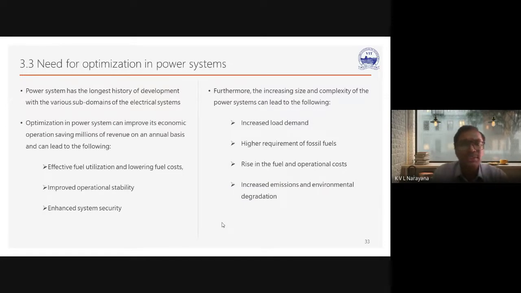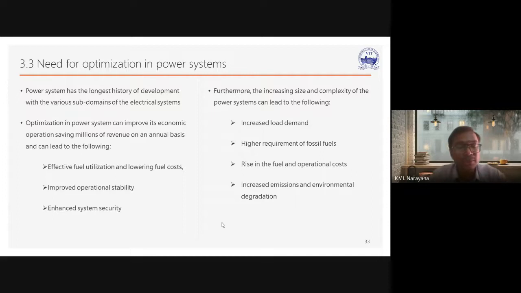There is a huge need of optimization in power systems for effective fuel utilization and lowering the fuel costs. There are various generators. We use gasoline generators and thermal generators. We use various fuels, a single fuel, and people are using multiple fuels. So effective fuel utilization is a very, very important point to be noted in the power system. For effective fuel utilization and lowering fuel costs, optimization plays a very, very important role.